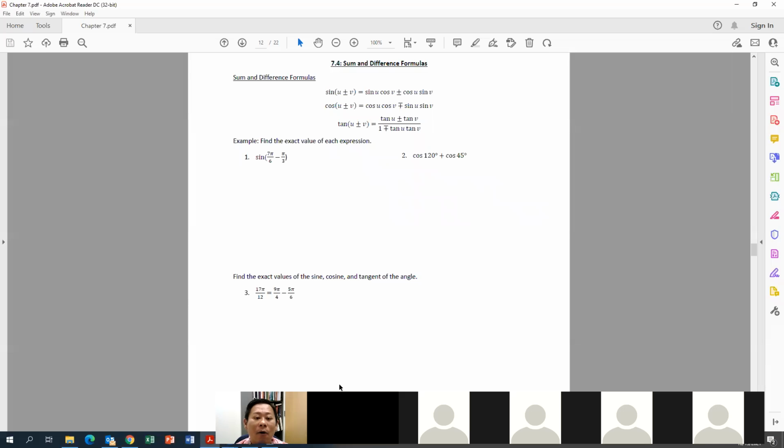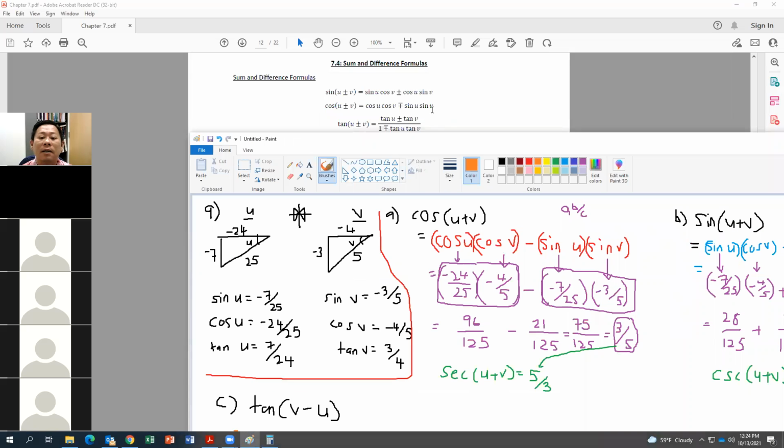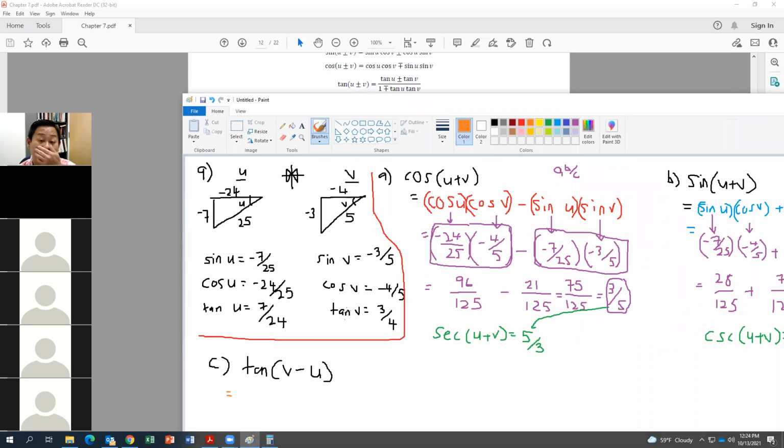Because I switched around your V and your U, when you look at your tangent formula, can someone tell me what is the formula to use for tangent of V minus U? Would it be tangent V minus tangent U over 1 plus tangent V, tangent U? Yep.